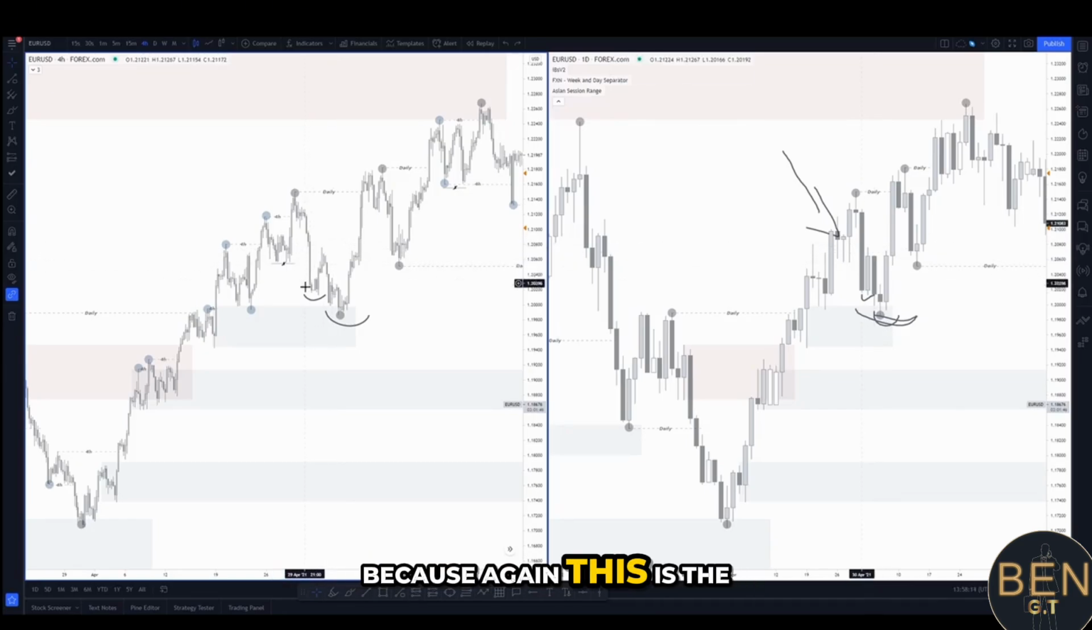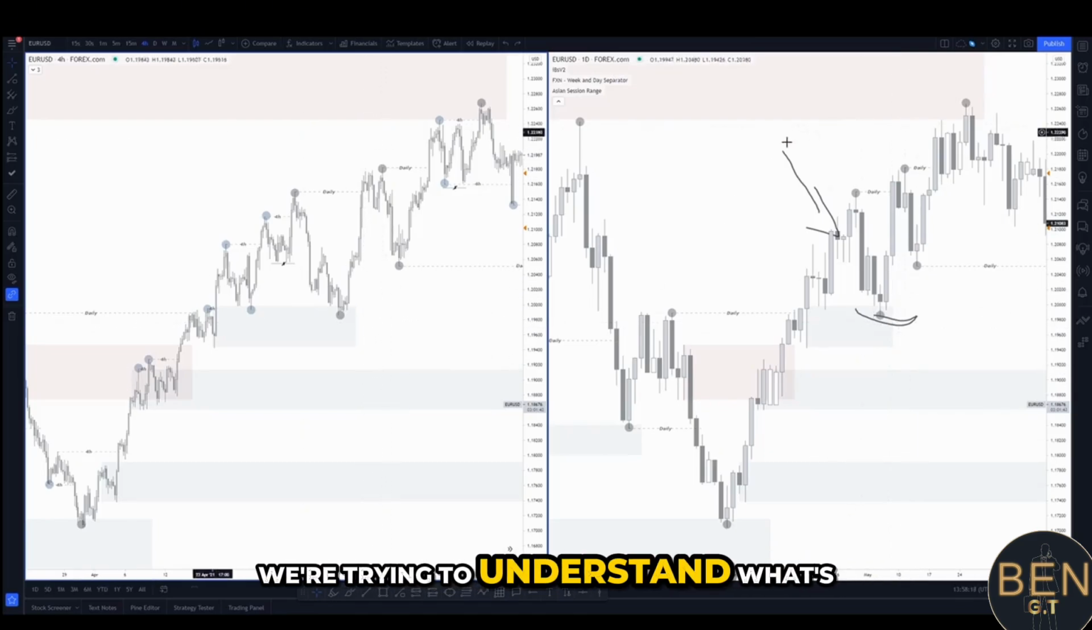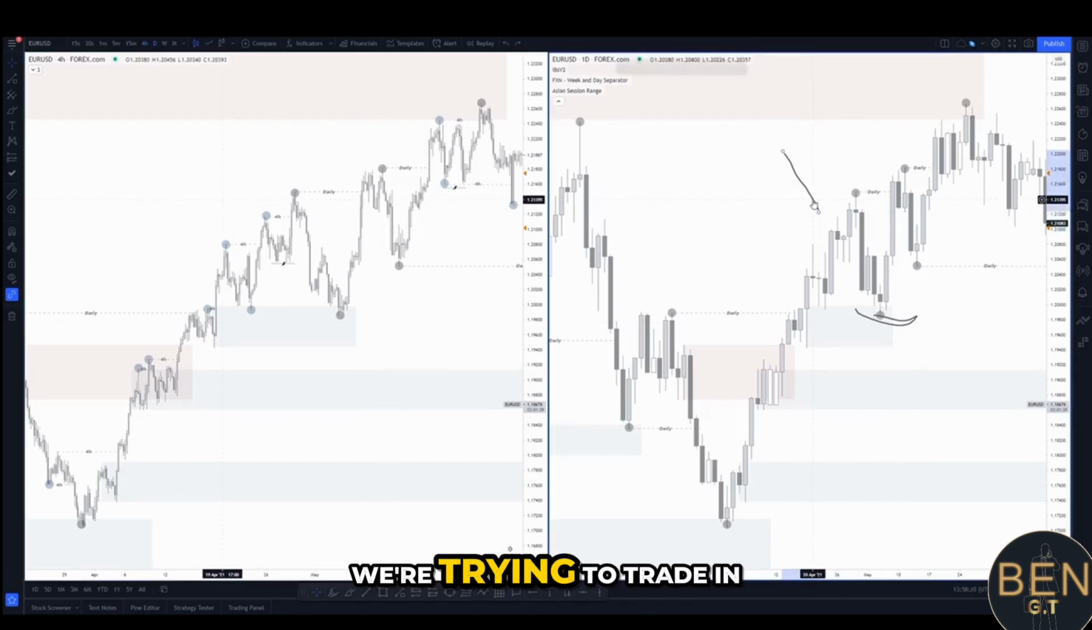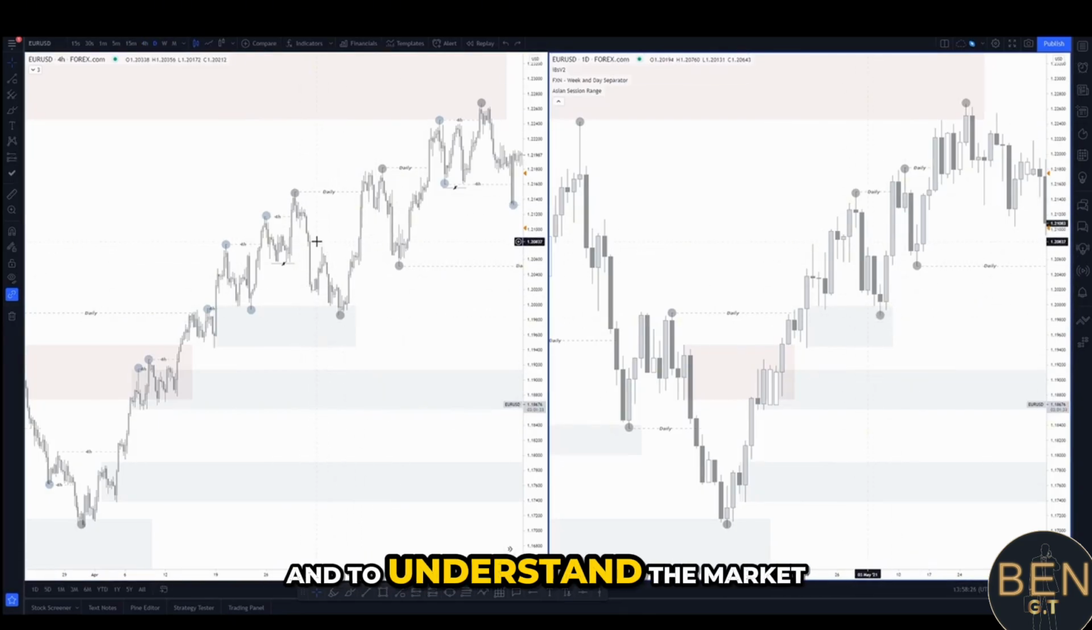Because again, this is the importance of understanding multi-time frame market structure. We're trying to understand what's happening on the higher time frame. We're trying to trade in line with that higher time frame, but using the lower time frame to gauge where entries may be possible and to understand the market structure.